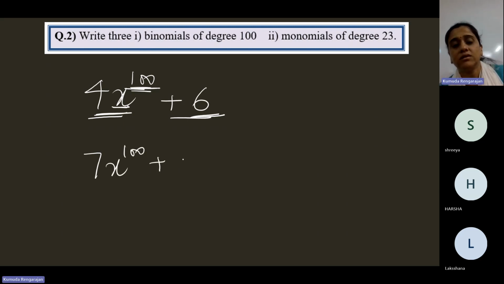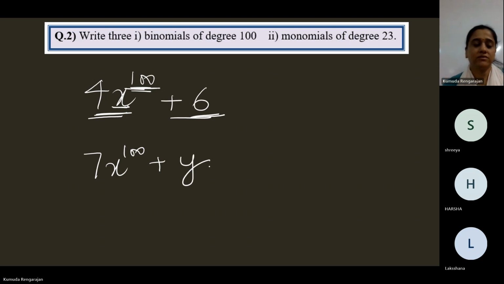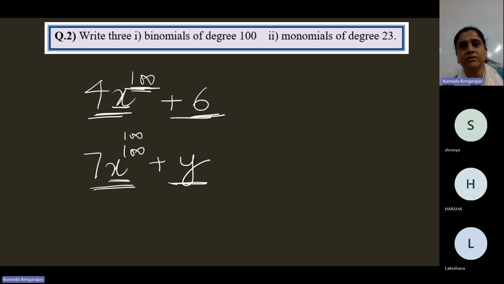Plus y. Okay. So what? This is a binomial. There are 2 variables, x and y. In the first term, the variable is x and the power is 100. In the second term, the variable is y and the power is 1. The greatest power is 100. So the degree is 100. Correct. But this is an example of a binomial of degree 100 with two terms, x and y. That's fine.